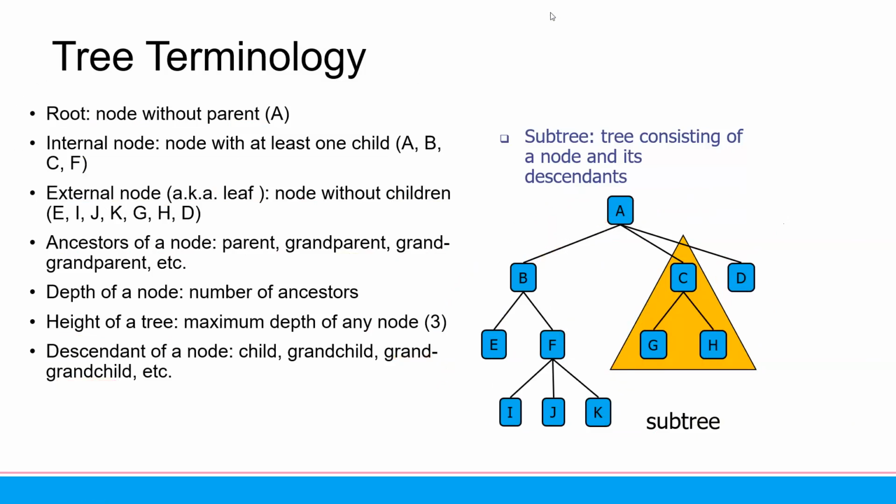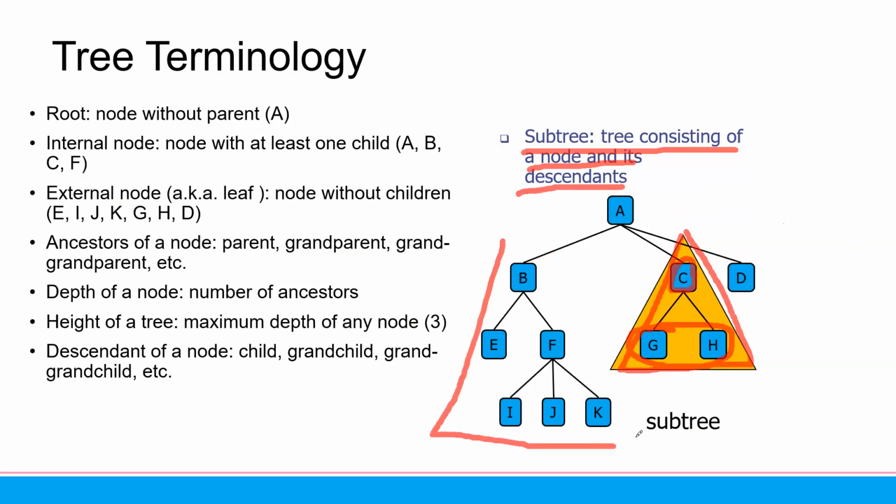We have subtree. Subtree means the tree consisting of a node and its descendants. So we call this a subtree because this is a node and we have two descendants. We call this also another subtree because this is a node and they have descendants.